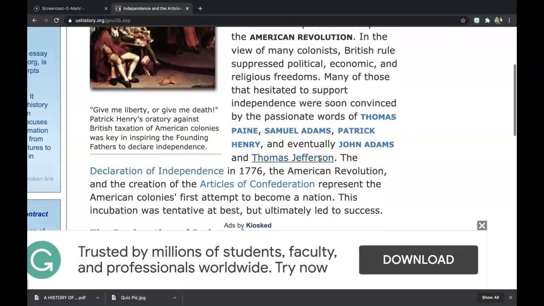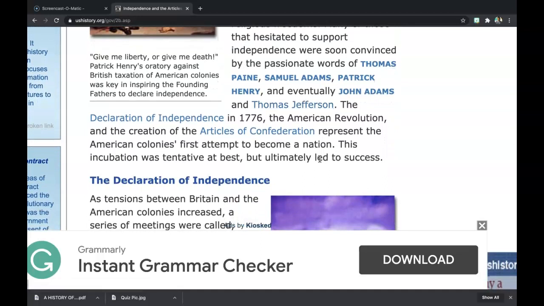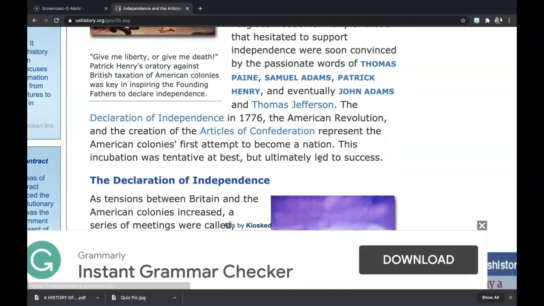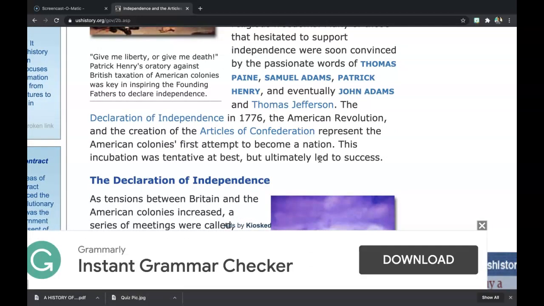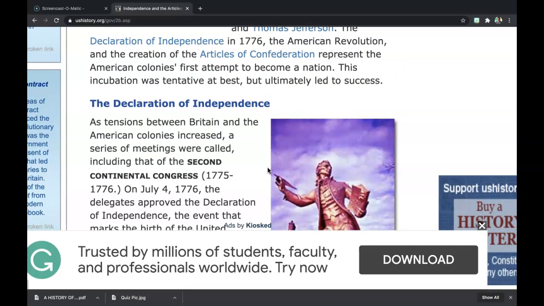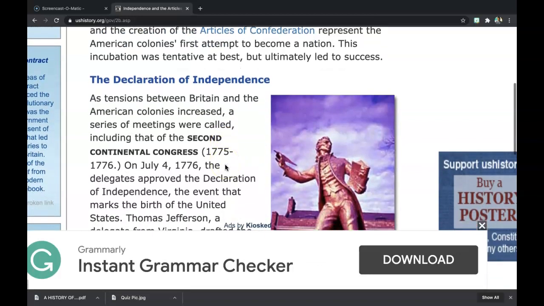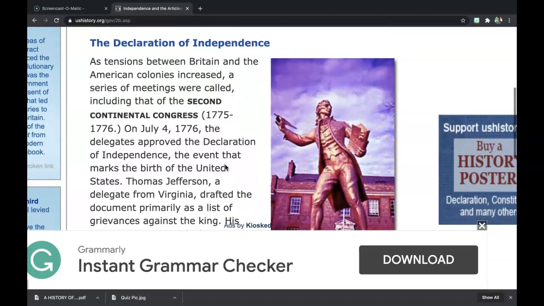In the view of many colonists, British rule suppressed political, economic, and religious freedoms. Many of those who hesitated to support independence were soon convinced by the passionate words of Thomas Paine, Samuel Adams, Patrick Henry, and eventually John Adams and Thomas Jefferson. The Declaration of Independence in 1776, the American Revolution, and the creation of the Articles of Confederation represent the American colonies' first attempt to become a nation. This incubation was tentative at best, but ultimately led to success.